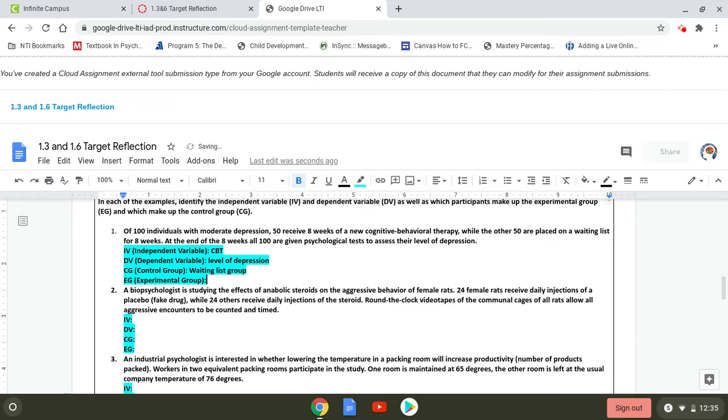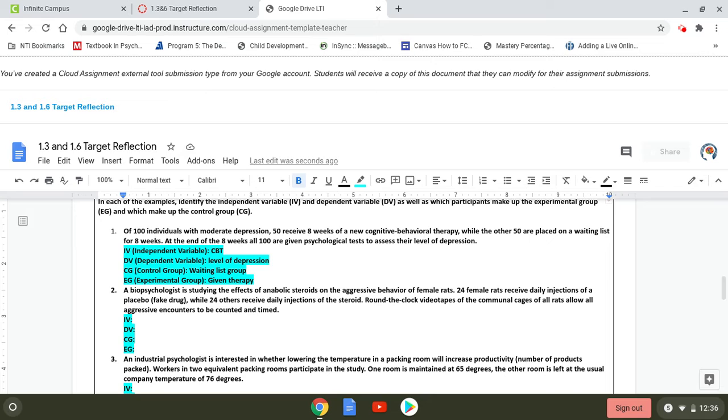And then the experimental group are those that are given the therapy. All right, let's look at number 2. A biopsychologist is studying the effects of anabolic steroids on the aggressive behavior of female rats.